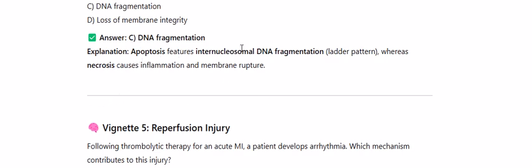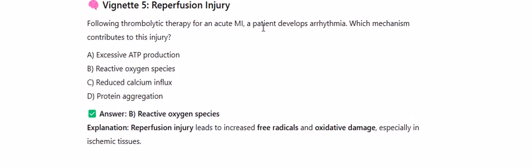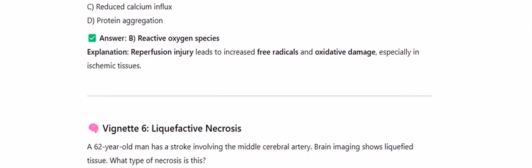Vignette 5, Reperfusion Injury. Following thrombolytic therapy for an acute MI, a patient develops arrhythmia. Which mechanism contributes to this injury? A. Excessive ATP production. B. Reactive oxygen species. C. Reduced calcium influx. D. Protein aggregation. Answer: B. Reactive oxygen species. Explanation: reperfusion injury leads to increased free radicals and oxidative damage, especially in ischemic tissues.